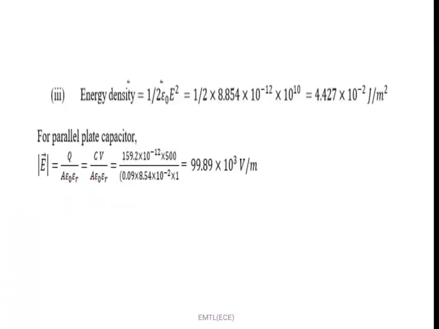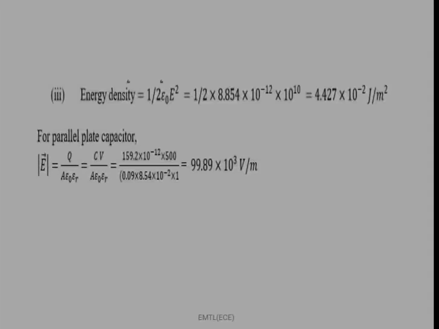So here in this problem there is no charge value. To convert Q into known values, that is C and V, capacitance and voltage, the charge Q is changed in terms of capacitance and voltage, which is equal to CV. So the electric field intensity for this parallel plate capacitor, E bar, is equal to CV by A epsilon naught epsilon r.